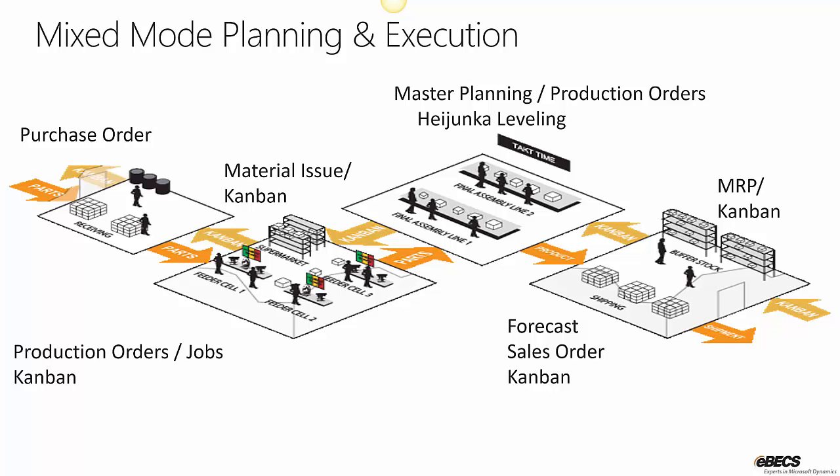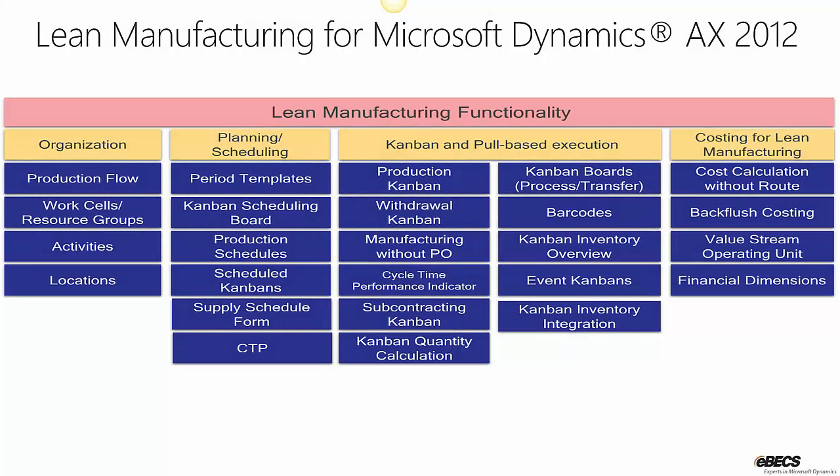It's very configurable, and therefore I call a lot of this building blocks, which you're going to see as I go throughout the demonstrations. This is everything that is inside of Microsoft Dynamics AX standard lean manufacturing. What we're going to talk about today, we're going to start with something called a production flow. That's very important from an organizational structure. It's how everything in lean manufacturing works.